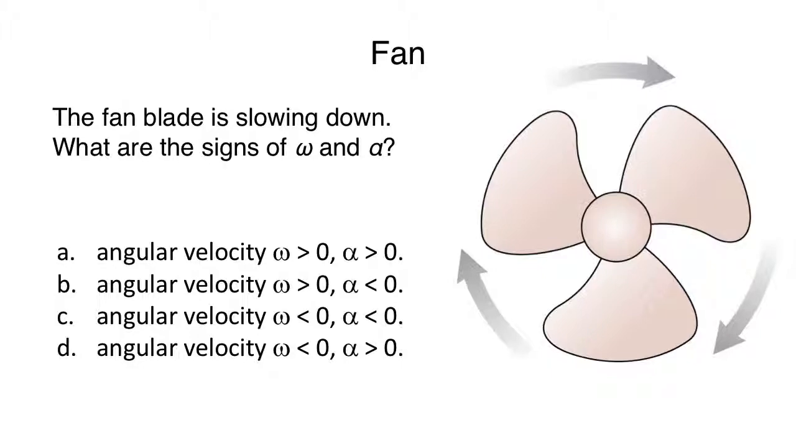Same basic problem. The fan blade that I'm showing here is slowing down. What are the signs of the angular velocity and the angular acceleration? So the fan blade is moving in which direction? Clockwise. So we have a convention for what that means in terms of the angular velocity.